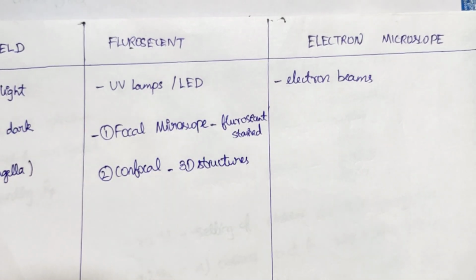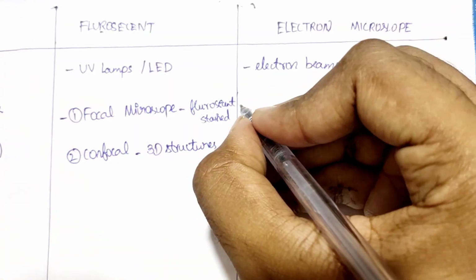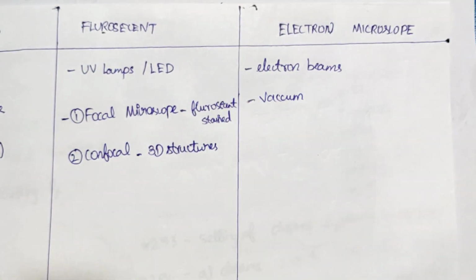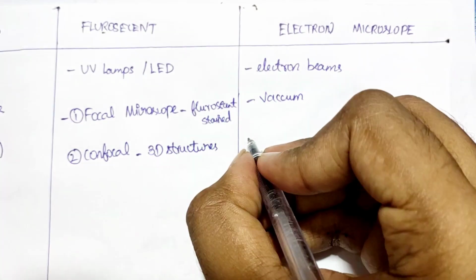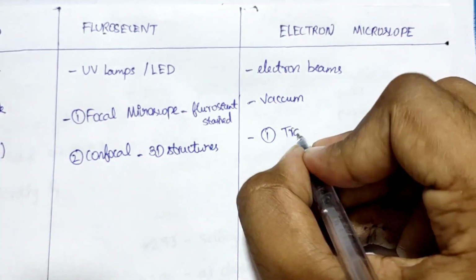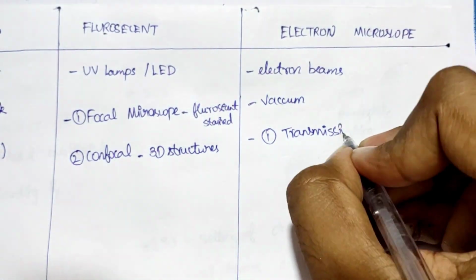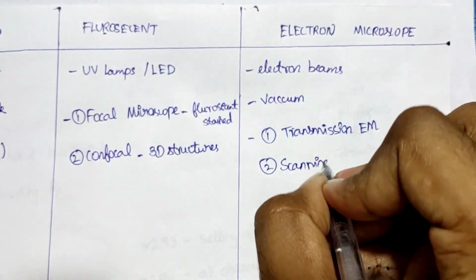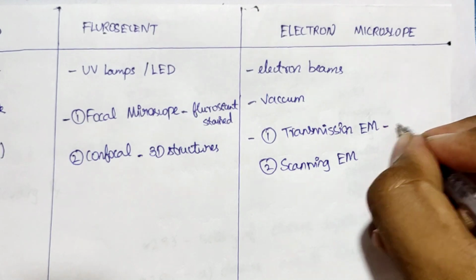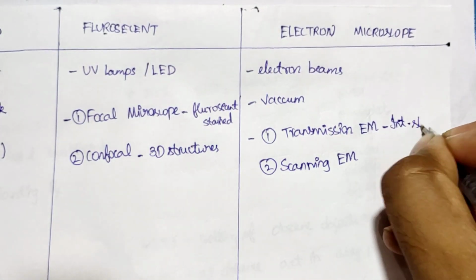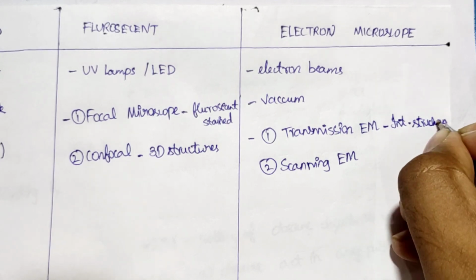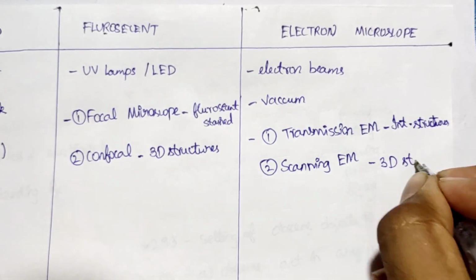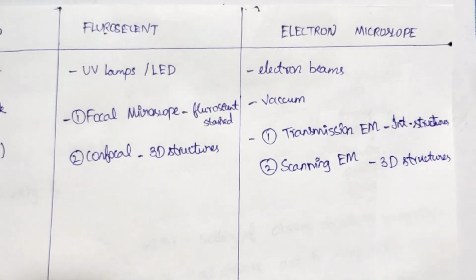And the next we're going to see electron microscopy. The electron microscope uses a vacuum, so no living organism can be placed inside, only dead organisms can be placed inside, keep that in mind. And what can be the types? Transmission electron microscope and scanning electron microscope. The transmission electron microscope plays an important role in seeing the internal structures. The scanning electron microscope is used to study 3D structures.